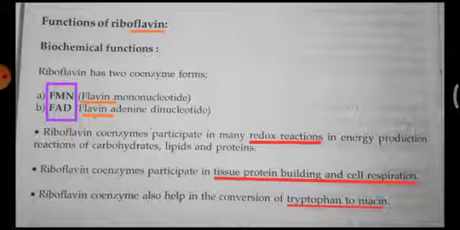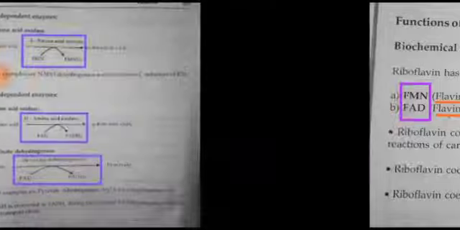The riboflavin coenzymes participate in tissue protein building and cell respiration, so they are very essential to build up body proteins and also for cellular respiration. This also helps in the conversion of the amino acid tryptophan to niacin. Niacin is also a vitamin, and hence this vitamin helps in the production of another vitamin, niacin, which you will come across in the next vitamin topic. So niacin is derived from tryptophan, and for this conversion vitamin B2 is essential.